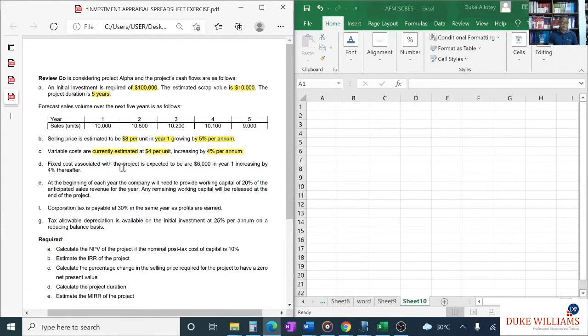Then fixed cost associated with the project is expected to be 6,000 in year one, so just like the sales, increasing by 4% thereafter. Very interesting. It says at the beginning of each year, the company will need to provide a working capital of 20% of anticipated sales revenue for the year. So working capital, we need to work it out from that. And then any remaining working capital will be released at the end of the project life.